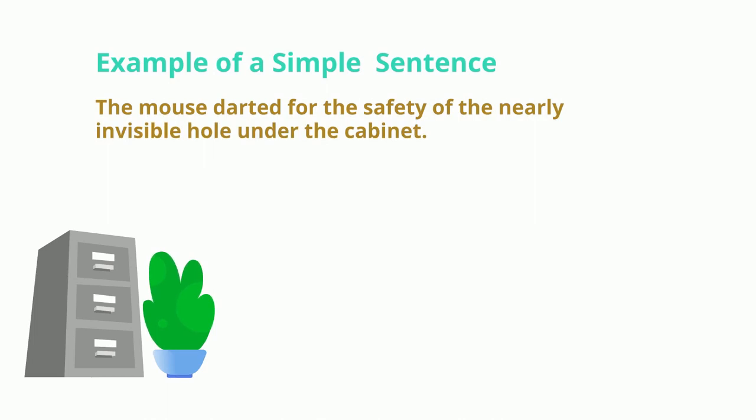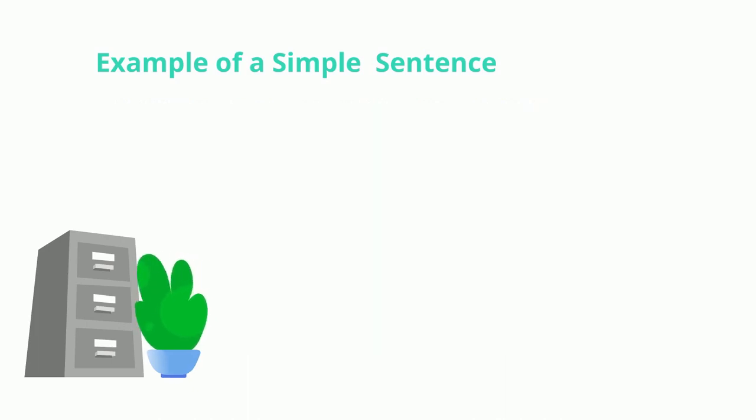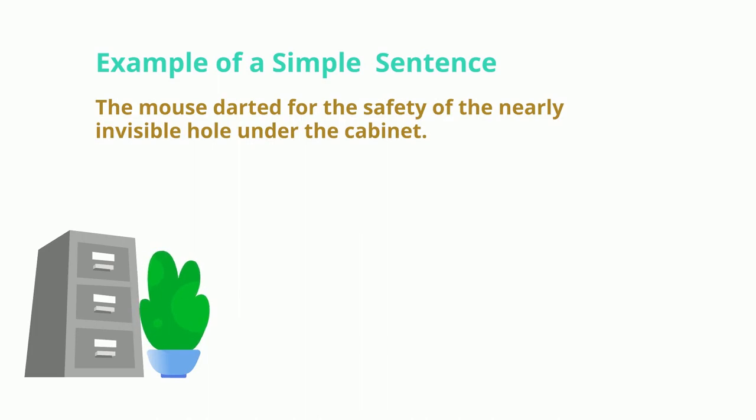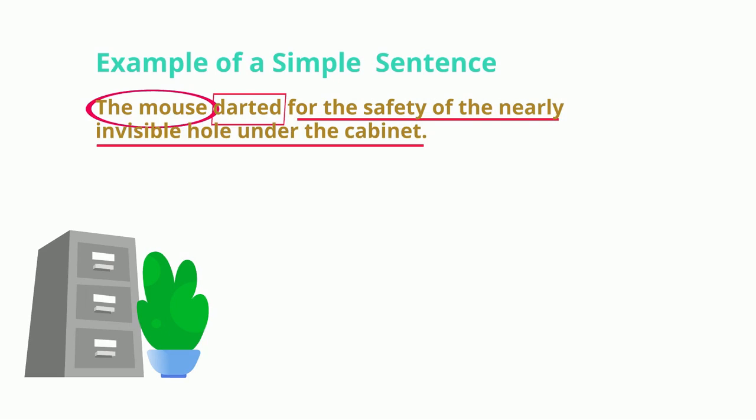Despite this sentence looking somewhat longer, it is still a simple sentence, as it follows the SVO structure. Subject, the mouse. Verb, darted. Object, for the safety of the nearly invisible hole under the cabinet.